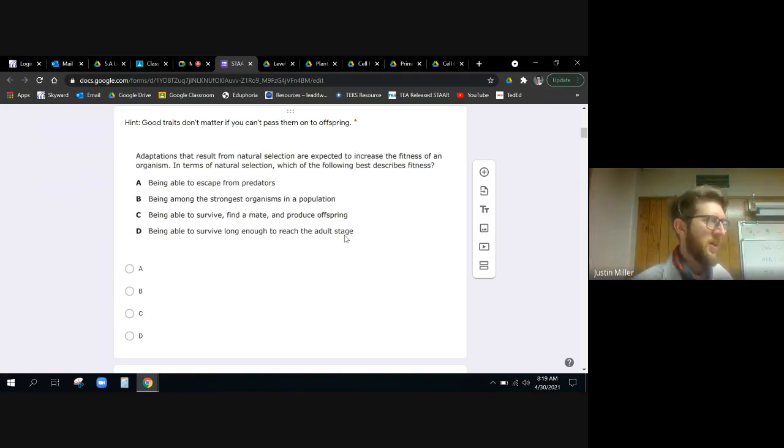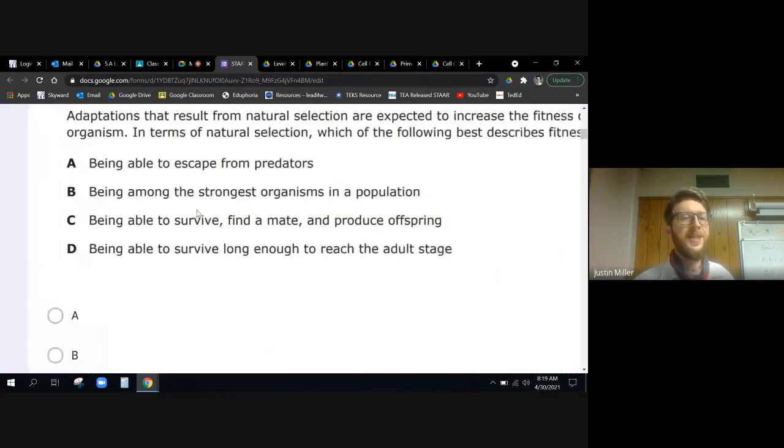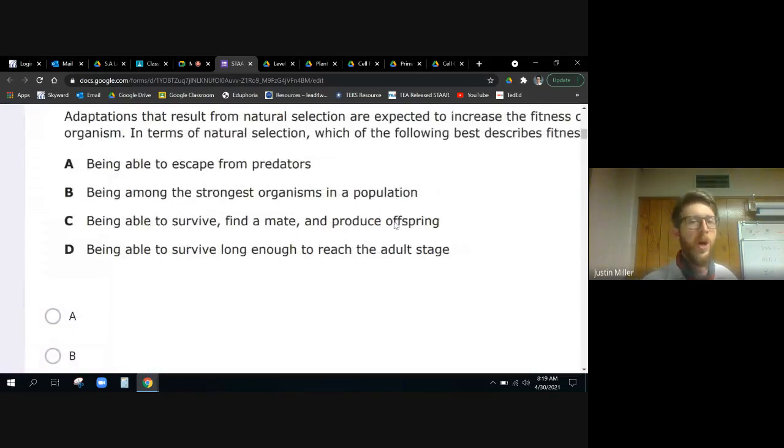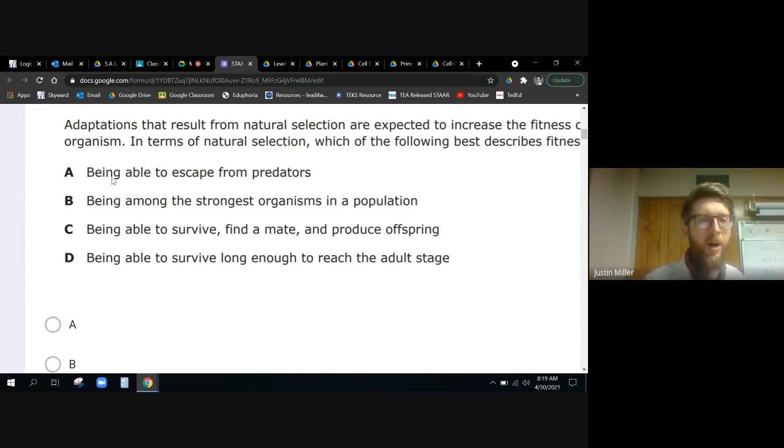C, correct. Okay. So in this case, all of these things are true individually, but the correct answer to this question is the one that says all of the things that would make you fit. So you do need to survive, find a mate, and produce offspring, because if you don't produce offspring, it doesn't matter. You can't pass on your good traits. So it's pointless if you can't pass on your good traits to your kids, because then when you die, your good traits are gone. But all of these other things, A, B, and D, are all part of being able to get old enough to where you can pass on those traits.